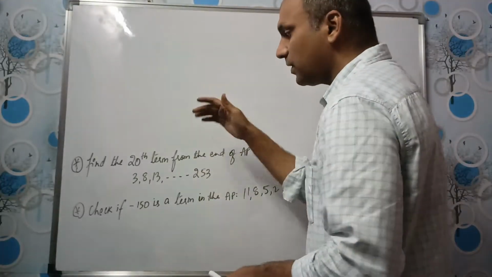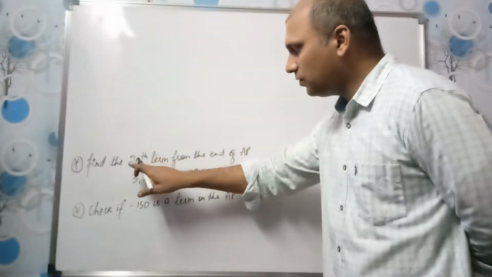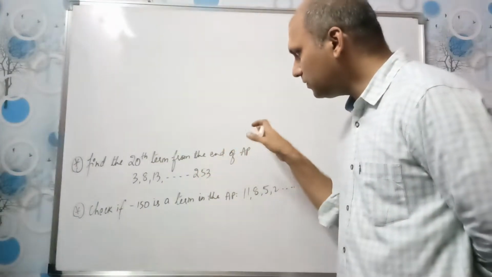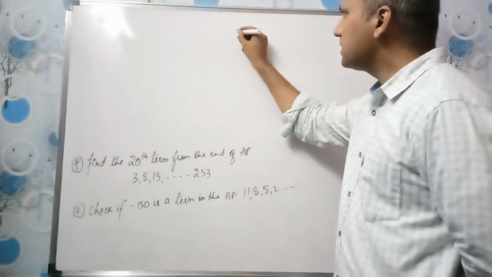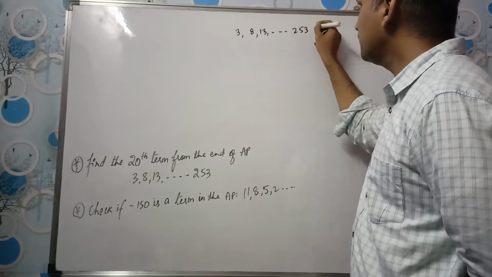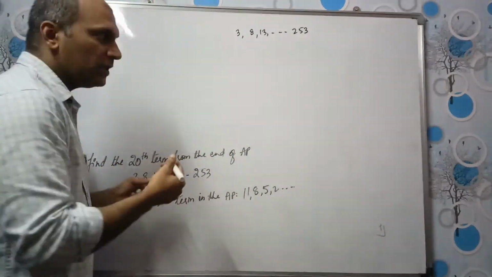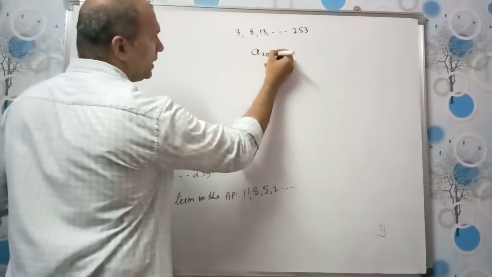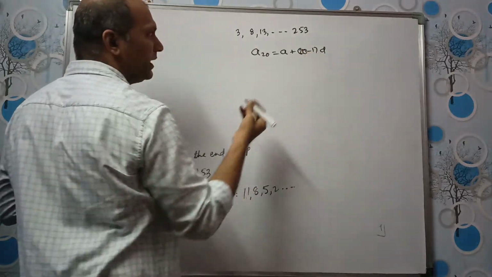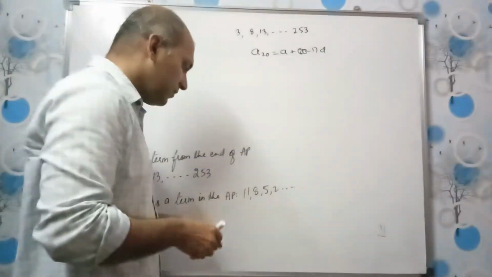Find the 20th term from the end. Little tricky, right? We learned how to find the terms from the starting. Now we need to find the 20th term from the end. We have the series 3, 8, 13 and so on up to 253. If the question was to find the 20th term, we would have used A20 is equal to A plus N minus 1 into D, and here we would write 20 and simplify it, right? But we are asked to find the 20th term from the last.